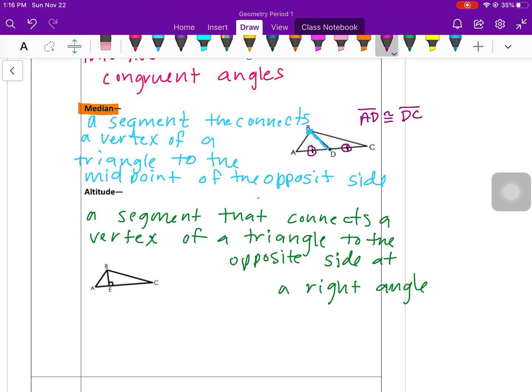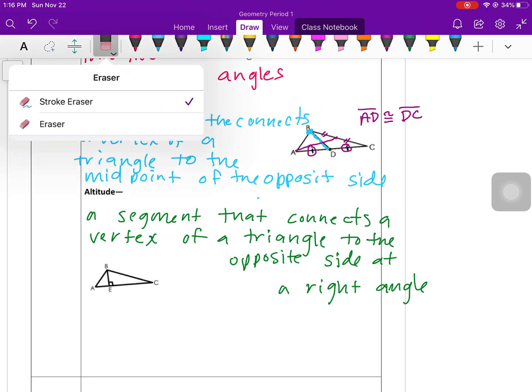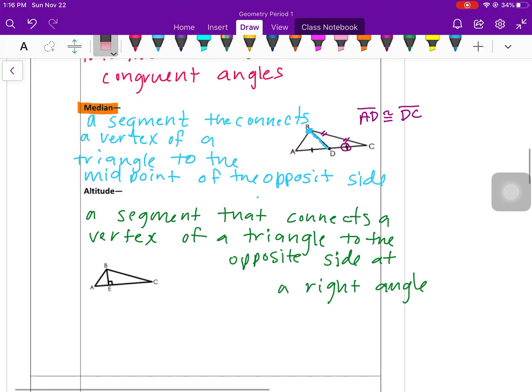We can do that from any of our vertexes. If I wanted to go to the midpoint of this line, creating two congruent segments, that would be the median of that.